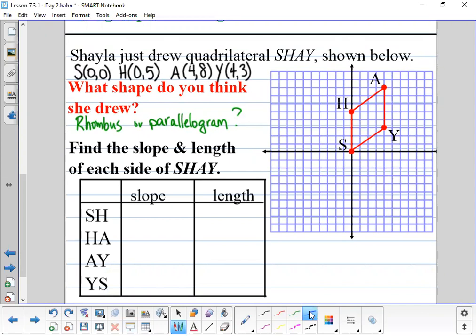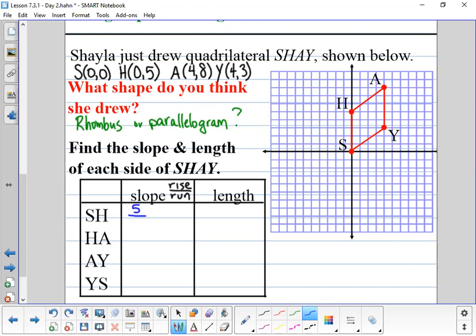SH is a vertical line. Remember, our slope is always going to be the rise over the run. And if I have a vertical line, like I have here with SH, I have a rise of 1, 2, 3, 4, 5. So I have a rise of 5, but my run is 0. It's not going to the right at all.